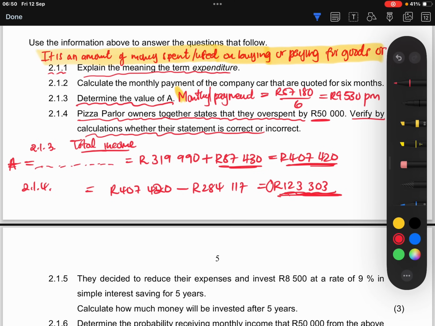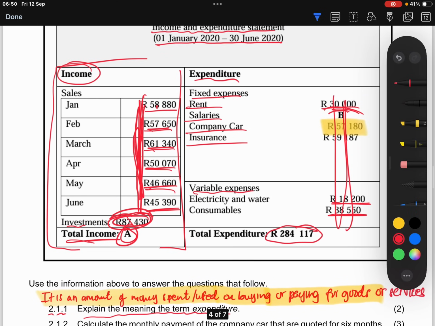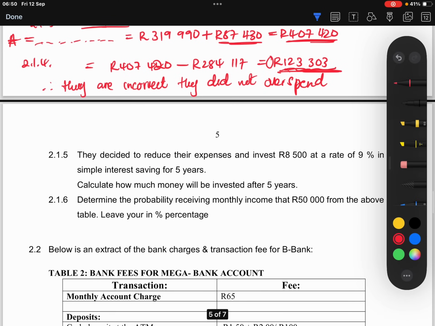They still have money. So you will say, to verify, they are incorrect. They did not overspend. So that means their expenditure is lesser than the income. So this is what they mean.